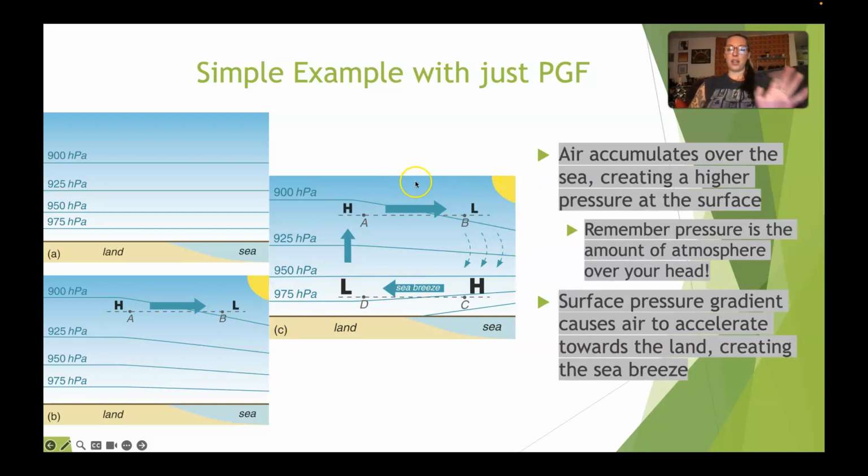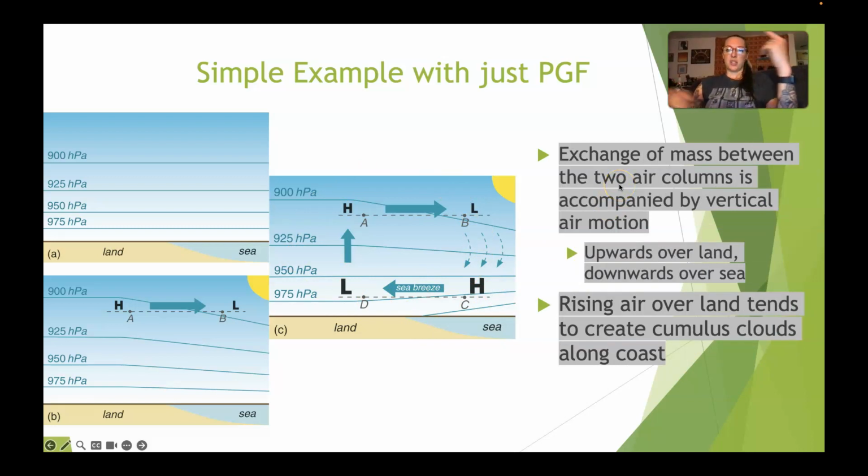As things move, air accumulates over the sea, creating a higher pressure at the surface. There's more atmosphere on top of your head at the surface here at the sea. And then the pressure gradient would cause air to accelerate towards the land, which would then create this sea breeze. So it creates this whole sort of circulation here, just from the sun being up, heating up the land, and the ocean not being as warm as the land, right?